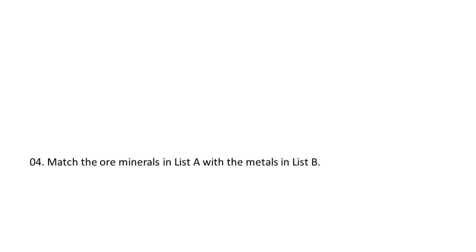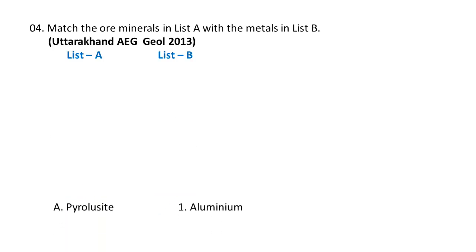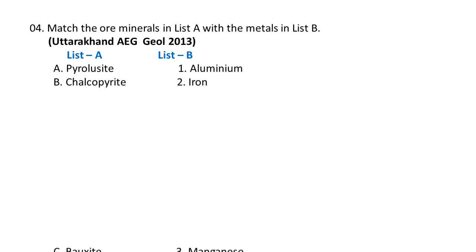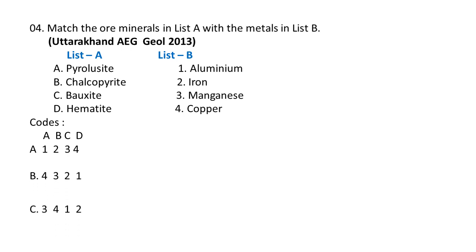Next question. Match the ore minerals in list A with the metals in list B. In list A, the ore minerals pyrolusite, chalcopyrite, bauxite and hematite are given, and in list B, aluminium, iron, manganese and copper are given. The codes like A, B, C, D are given. Choices are A. A1, B2, C3, D4, B. A4, B3, C2, D1, C. A3, B4, C1, D2 and D. A1, B4, C3, D2.